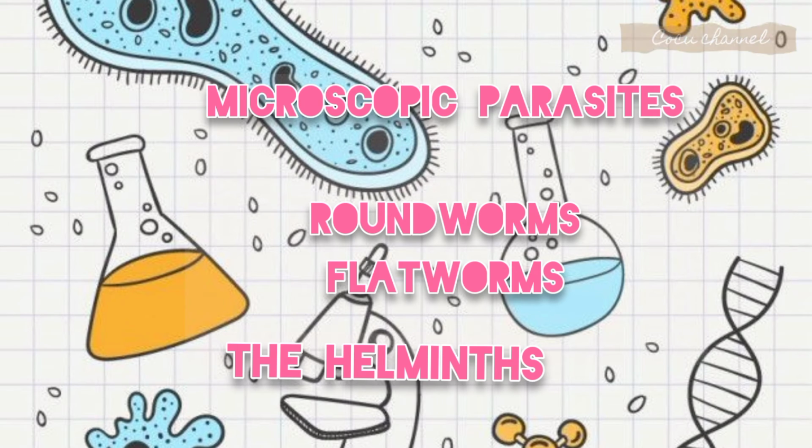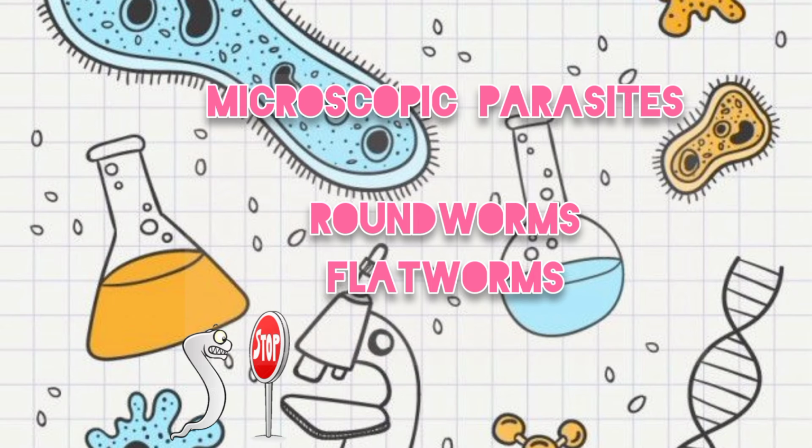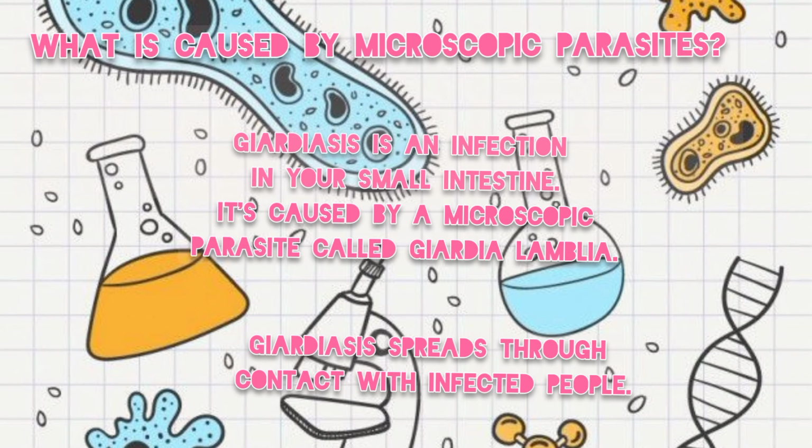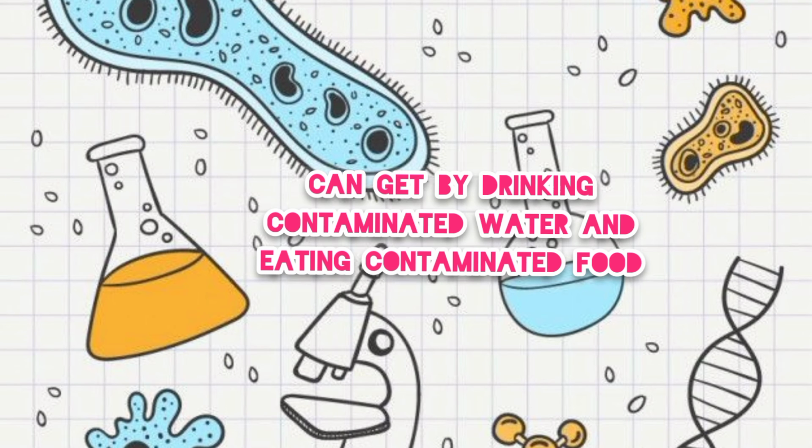Now let's talk about the last microorganisms, which are the microscopic parasites, including roundworms, flatworms, and the helminths. They target your gastrointestinal tract. And what is caused by microscopic parasites? For example, giardiasis is an infection in your small intestine. It's caused by a microscopic parasite called Giardia lamblia. Giardiasis spreads through contact with an infected person, and you may also get this by drinking contaminated water or eating contaminated food.